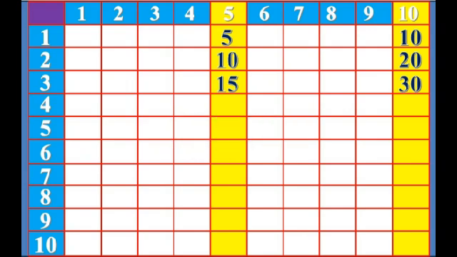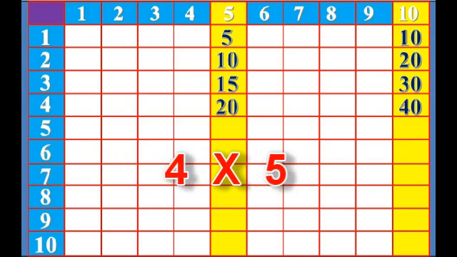What is 4 times 10? 4 times 10 is 40. And half of 40 is equal to 20. 20 is actually 4 times 5.